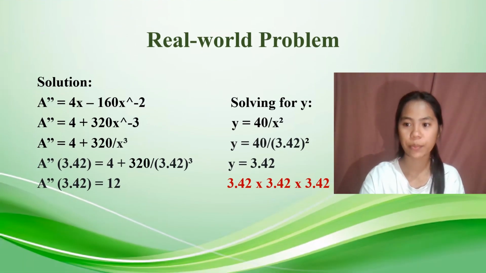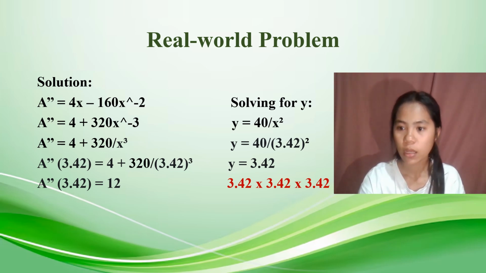Now we have to apply the second derivative test in order for us to check whether our x value is the maximum or the minimum. Using the first derivative prime, we have to find the second derivative. So now we have A double prime equals 4 plus 320 over x cubed.